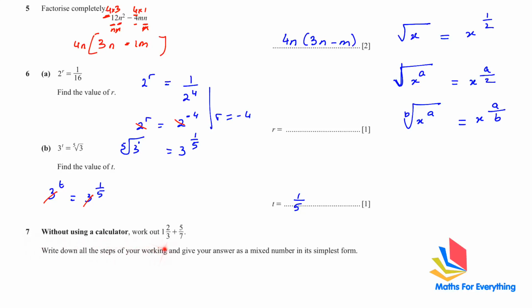Next, without using a calculator, we have to work out this fraction. You can multiply 3 multiplied by 1 plus 2. 5 over 3 plus 5 over 7. You need to have a common denominator when you are solving a addition or a subtraction of a fraction. Multiply by 3 in the numerator and the denominator. Multiply by 7. So you'll get 5 times 7, 35 plus 15 over 21.